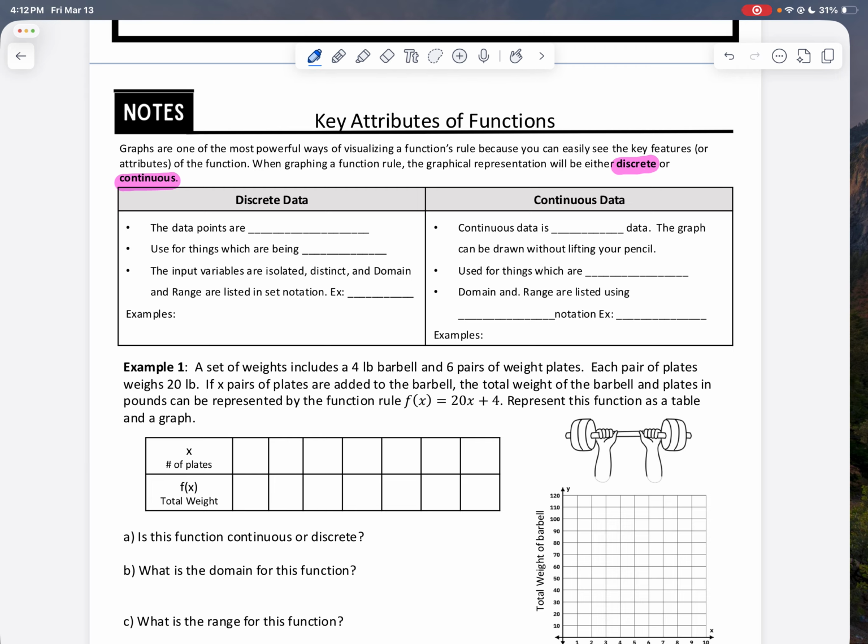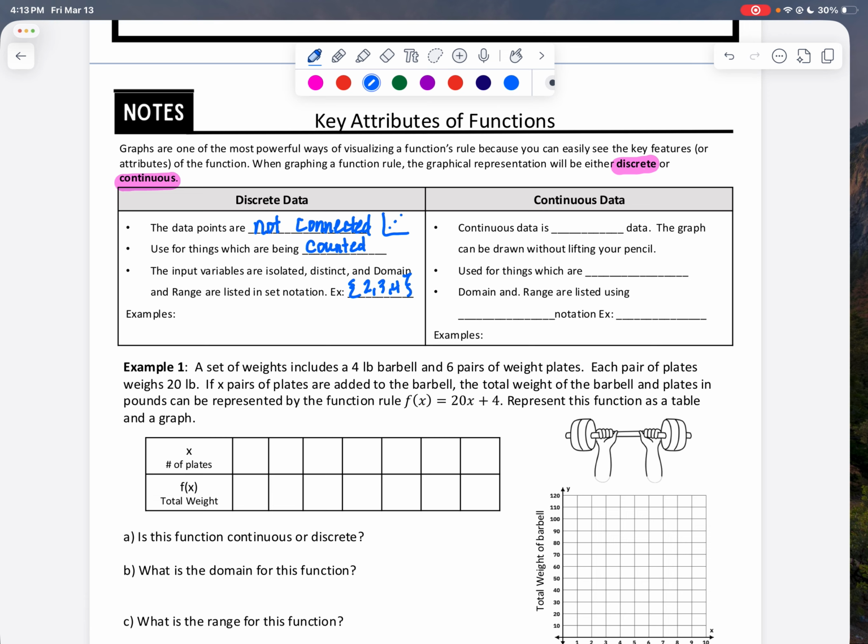So in discrete data, the data points are not connected. They are not connected. So if you have a little graph here, you're going to have a set of individual little dots, okay? Discrete data is used for things that are being counted. The input variables are isolated, distinct, and domain and range are listed in set notation. For example, you could have something like 2, 3, 4.